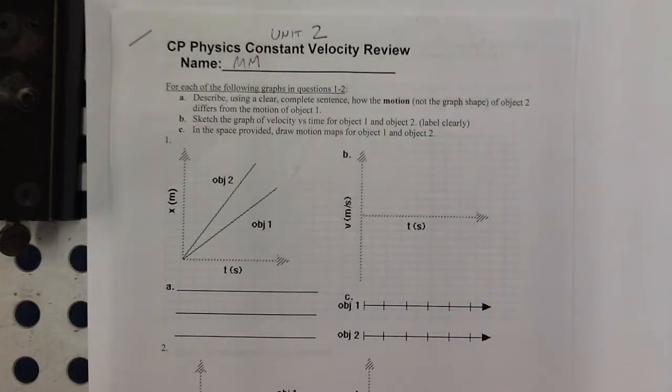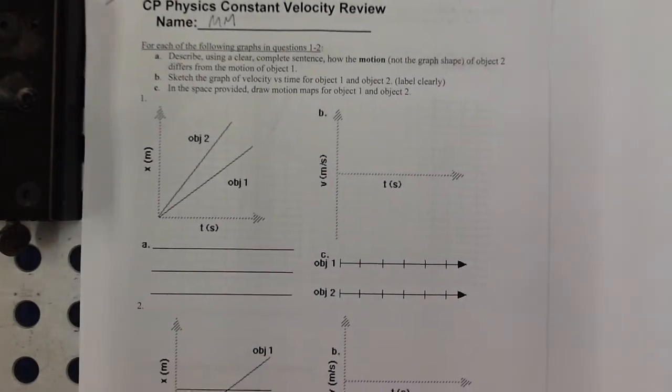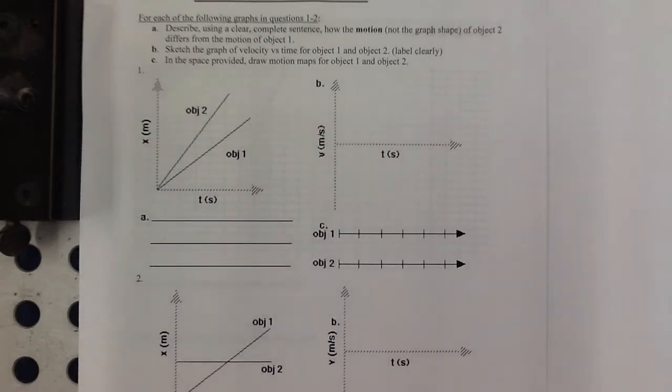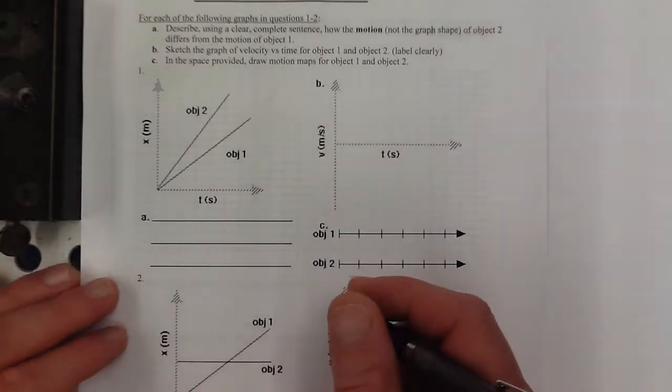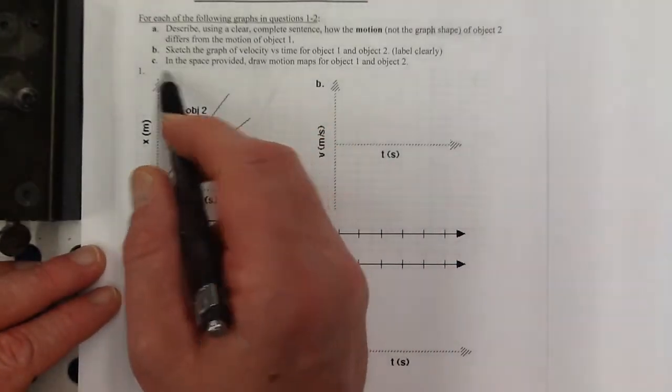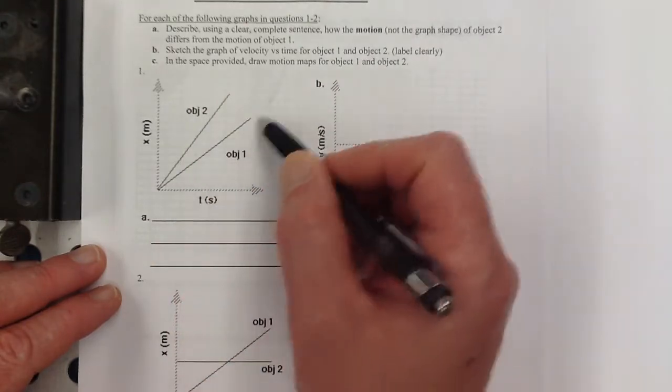You really should not be watching this video if you have not already attempted these. So if you accidentally or purposefully clicked to start watching this and you haven't tried these yourself, please pause and try them first. Okay, so for these graphs, these are position time graphs with two objects.